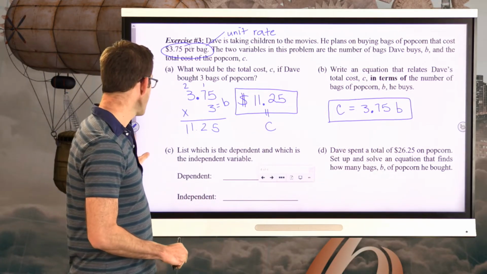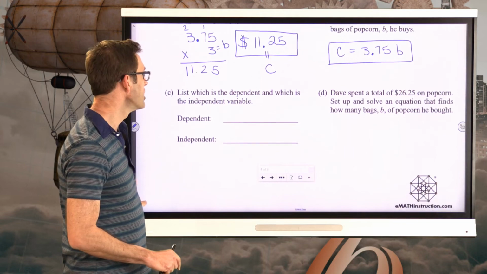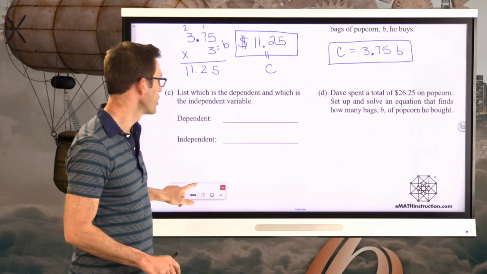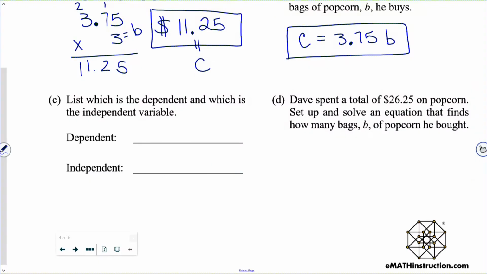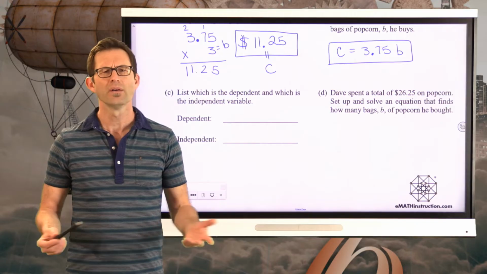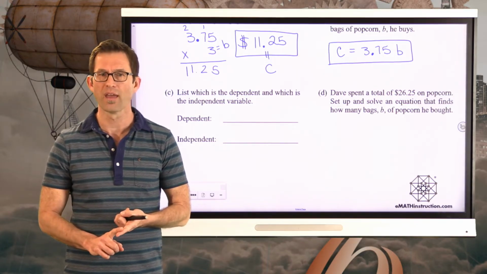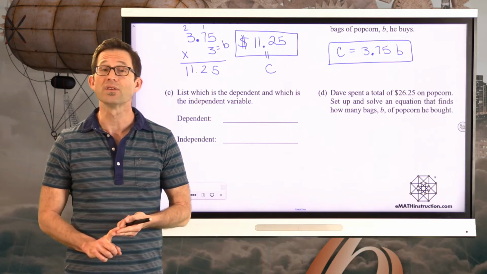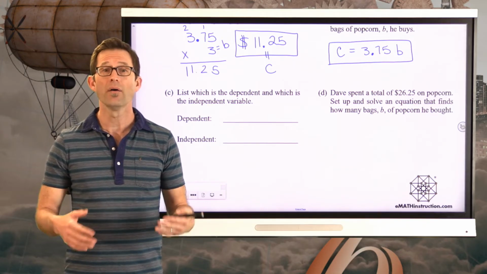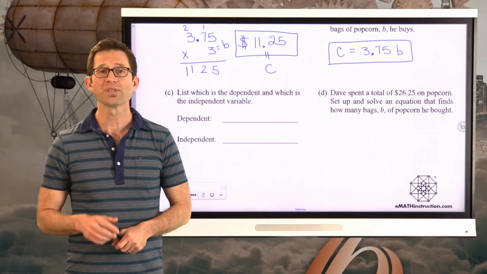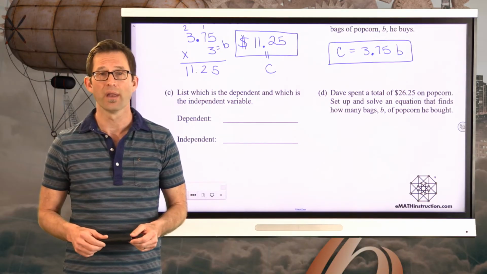All right, now let's take a look at that whole dependent-independent issue. Just move this out of the way. Letter C. List which is the dependent and which is the independent variable here. All right, so think about this. There are 2 variables. One is the number of bags of popcorn that Dave buys, and the second one is the total cost of the popcorn. Which one was independent and which one was dependent? Pause the video now and think about this a bit.